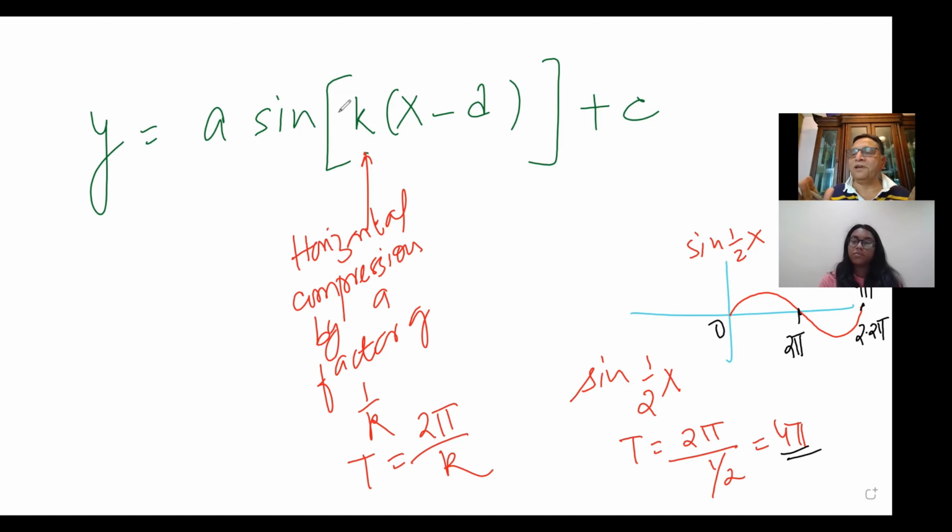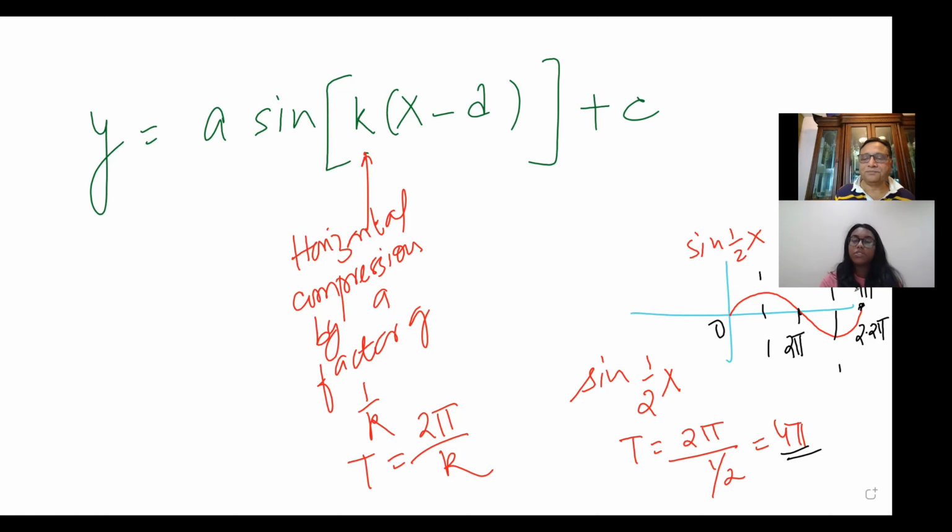So that is the significance of K, which relates to the time period of your wave. Now, this time period has to be divided into 4 quarters to get the whole wave. If it is 4 pi, I'll divide it into 4 equal parts, and you can see how I have drawn my sine wave. Starting with 0, maximum, 0, minimum, 0.